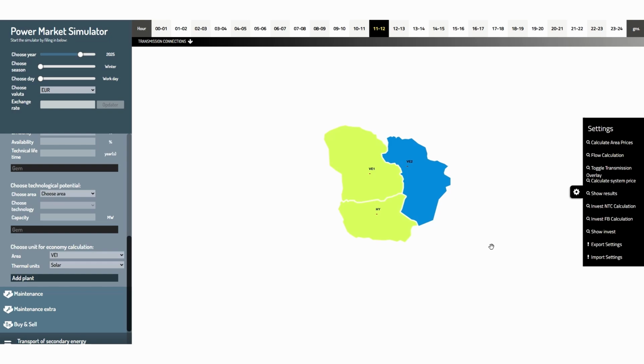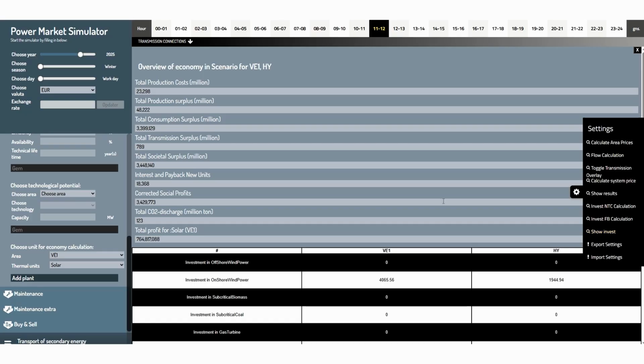Now the calculation has finished, and I go here and say show investment. And what you can see here is that this figure here is the profit for the solar plant we are following the economy for. And the profit here is 764 million euros. The other figures here are the production costs in million euros and the total production surplus and consumption surplus for the whole time period.